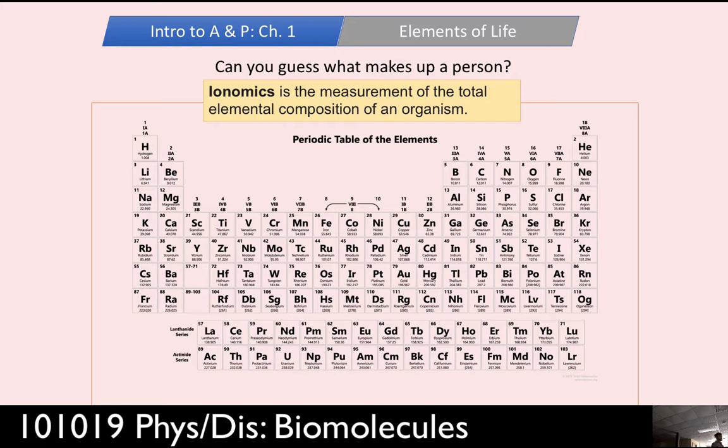I have a question. Can you guess what makes up a person? So, the field of ionomics is the measurement of the total elemental composition of an organism. That is, we are all made of atoms, and one way you can think about a person is the ratio of one element to another. Who's done this?